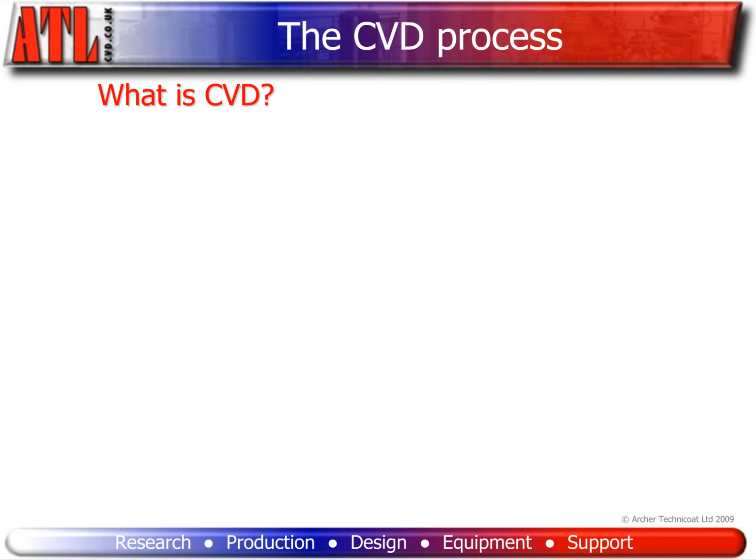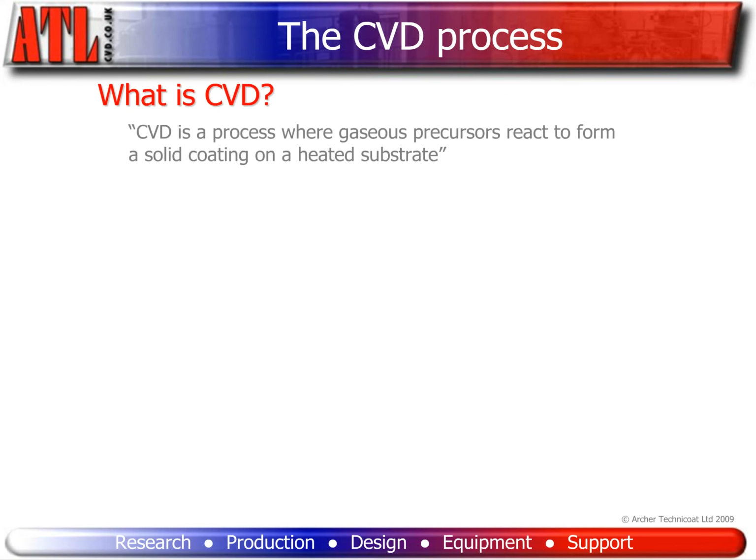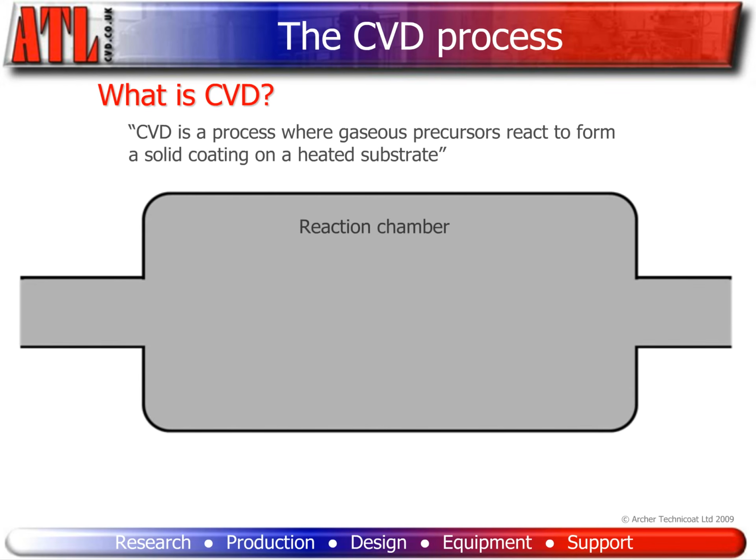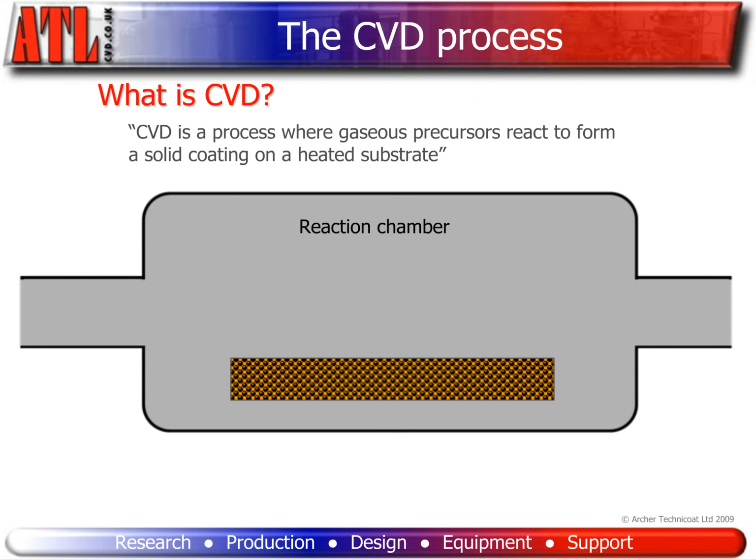What is CVD? CVD is a process where gaseous precursors react to form a solid coating on a heated substrate. Let's look at a typical example using a very simple schematic to explain the basic principles involved. The vessel in which the process takes place is called the reaction chamber. In this instance, we'll be coating a flat component with a metal coating, reducing the metal chloride with hydrogen.